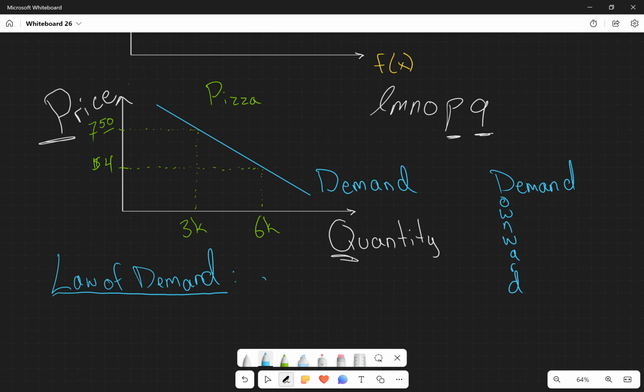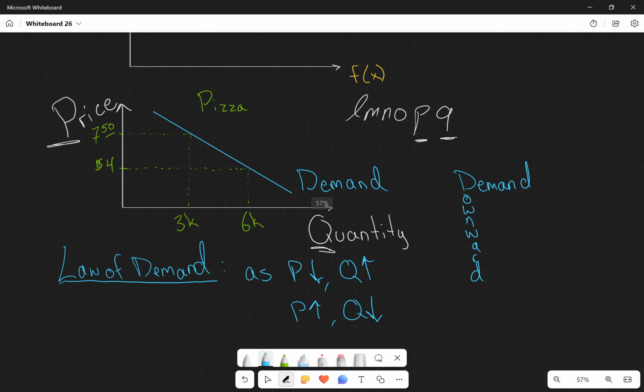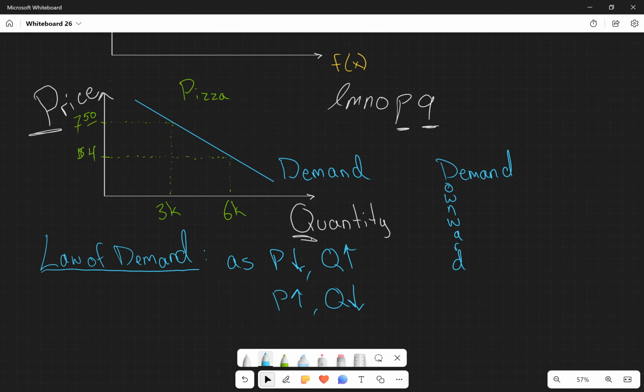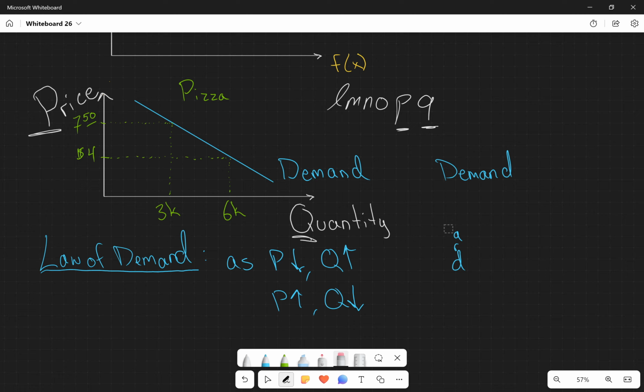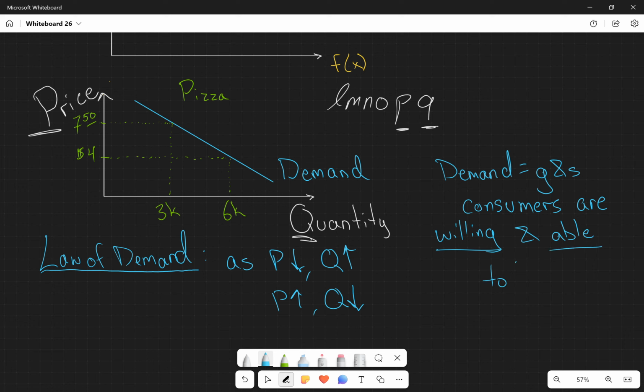So our law of demand is just as the price goes down, the quantity goes up. They're just inversely related. Price goes up, quantity goes down. And when we're talking about demand, we're not just talking about the stuff that people are wanting to buy, right? It's very easy to want to buy something, but this is all the goods and services that consumers are willing and able to buy. An important distinction.